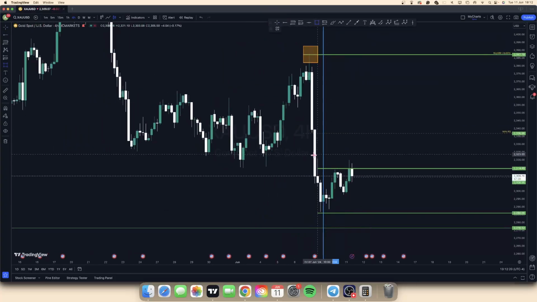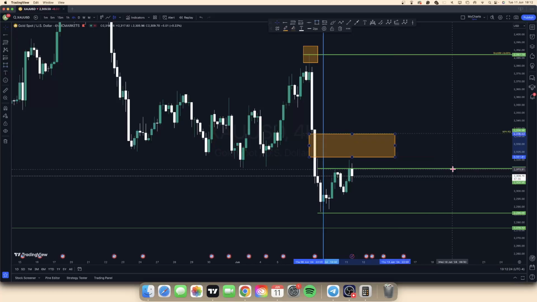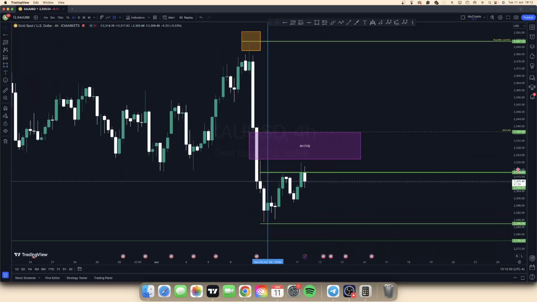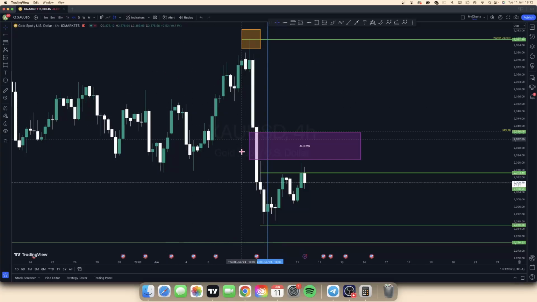So monitoring this, here we have your 4-hour gap here. This is a 4-hour imbalance. This is where I'm expecting price to tap into as we're climbing up. Price has not tapped into any major liquidity level. It's taking out prior highs and failing to break any previous lows. So I'm still expecting price to push up.